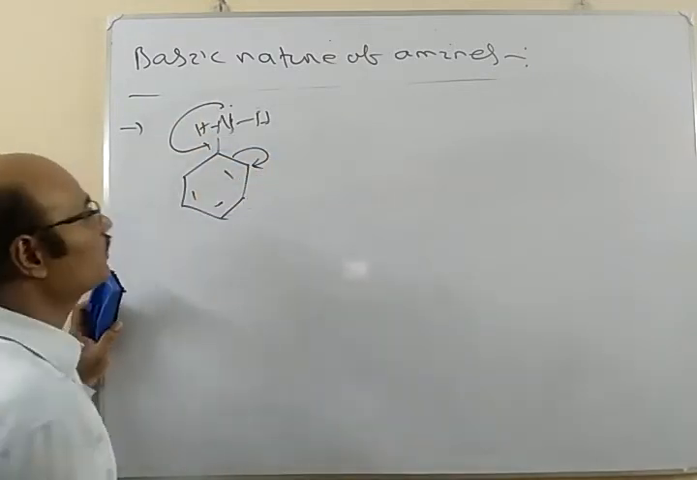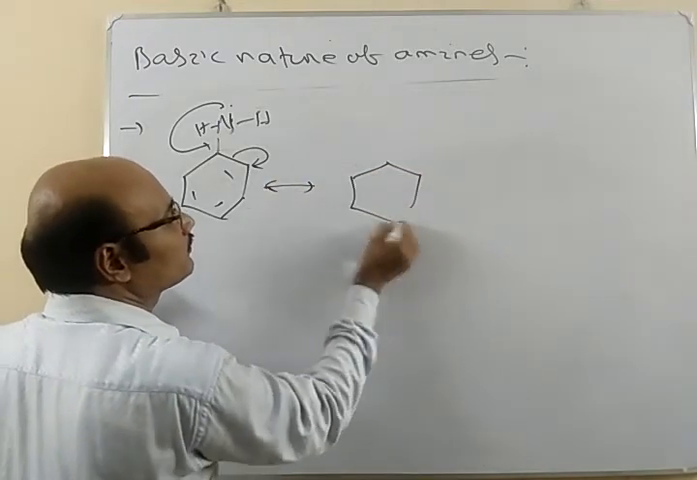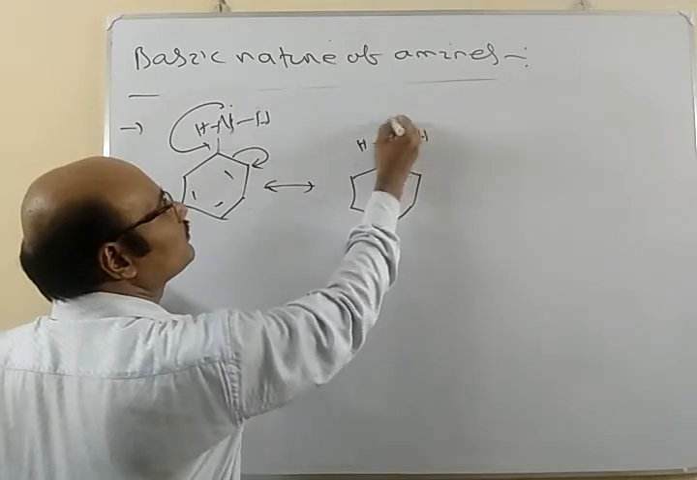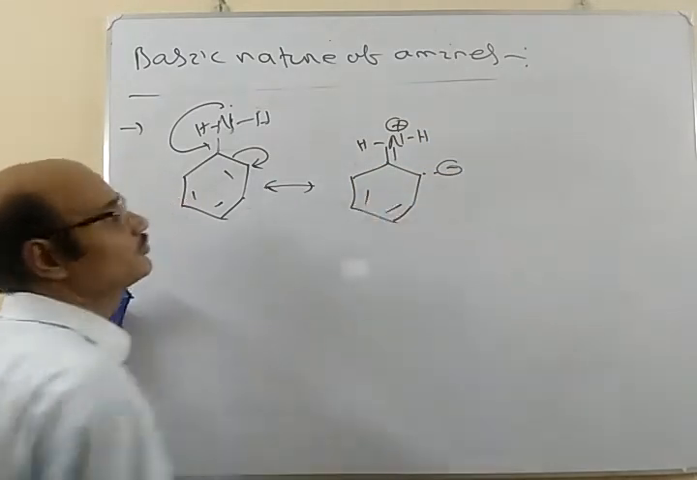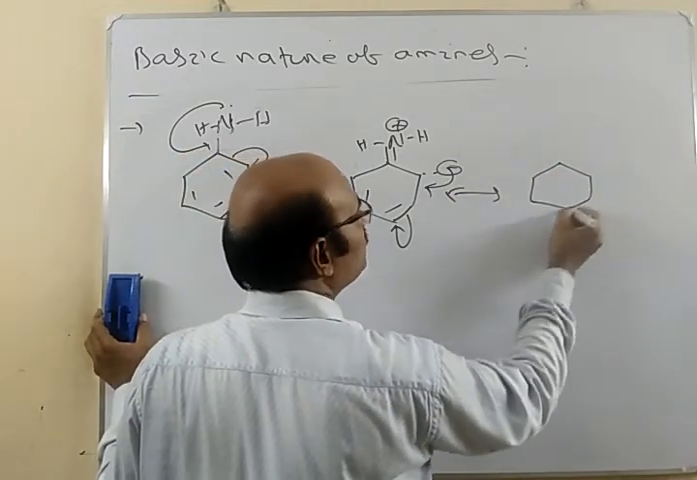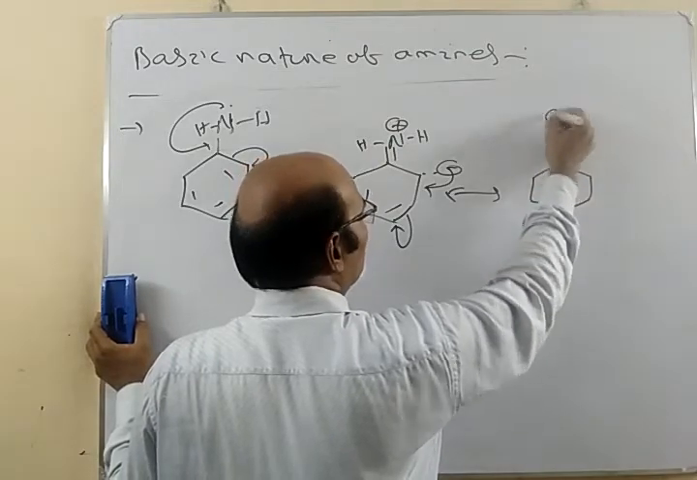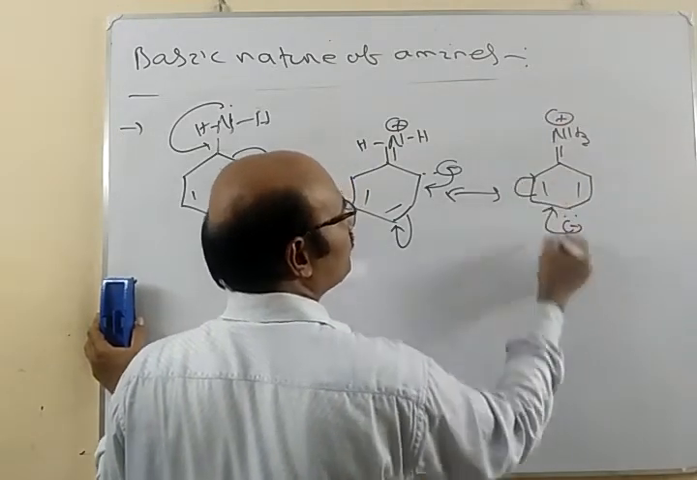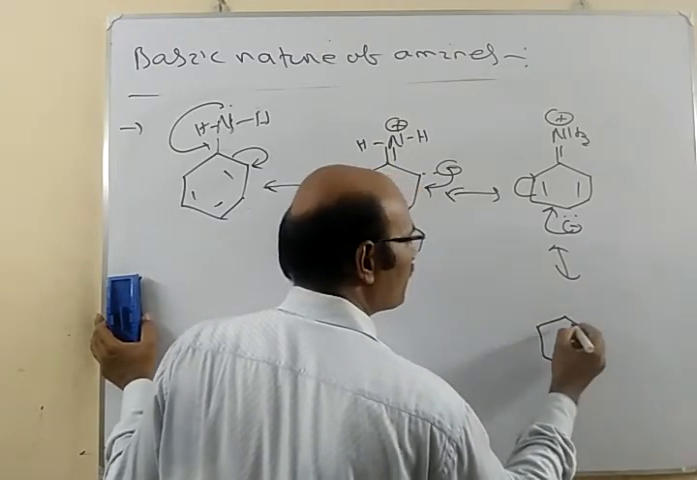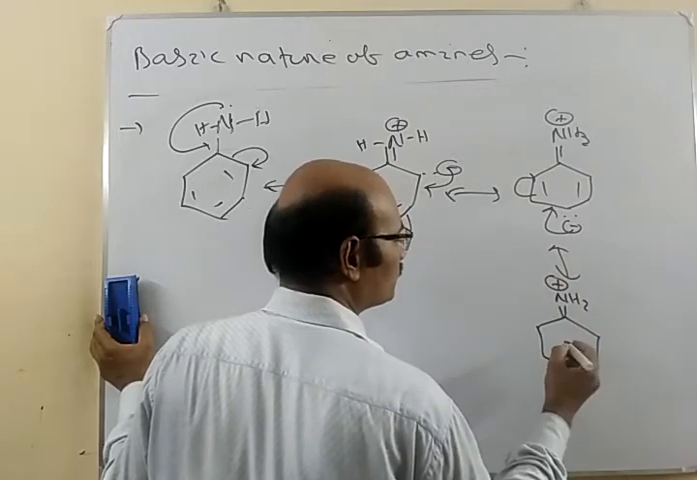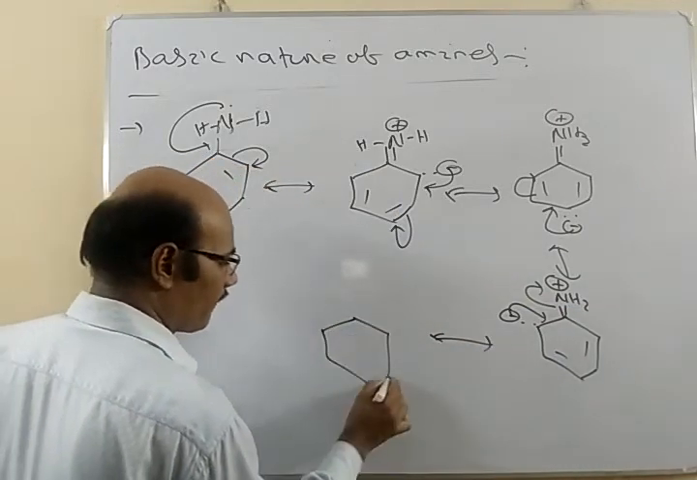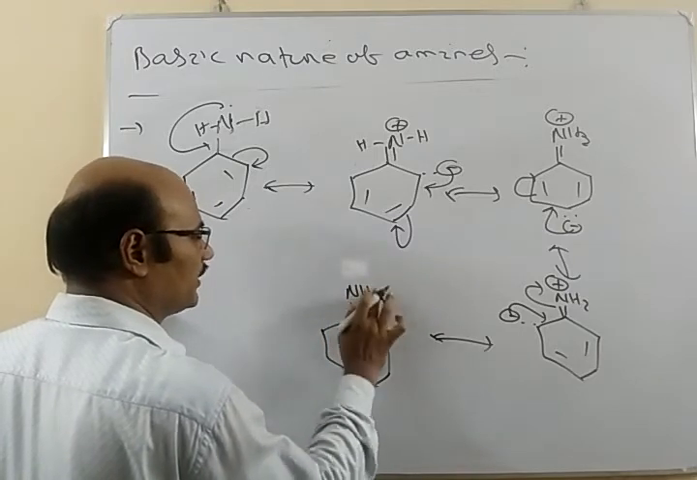You don't have to go through the resonance in detail. So we will get a double bond NH, plus, minus. Again, this will come here, and we get a double bond NH2 plus. Again this comes here, and we get a double bond NH2 plus. Again this comes here, and we get a single bond NH2.